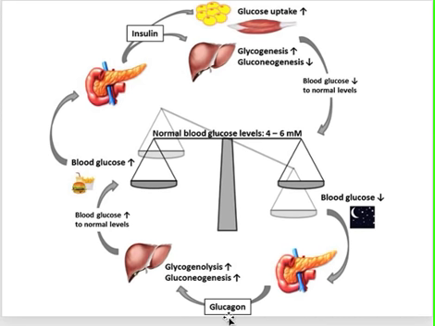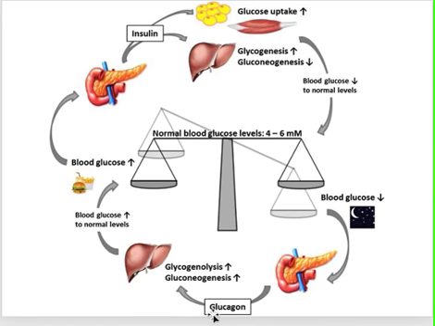And your glucagon now will signal your liver to start breaking down glycogen in the process of glycogenolysis. When you break down glycogen, your glucose is released, and this helps increase your blood glucose levels back to normal.